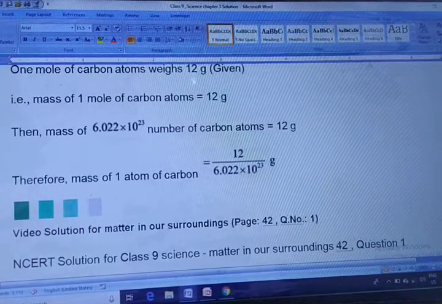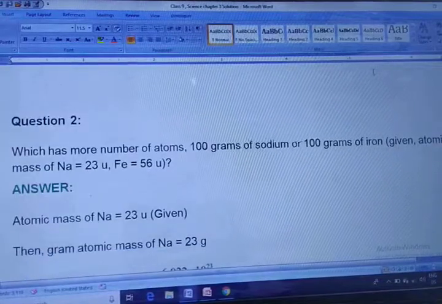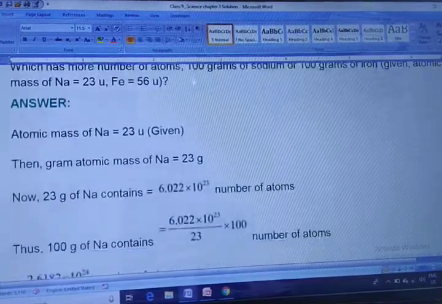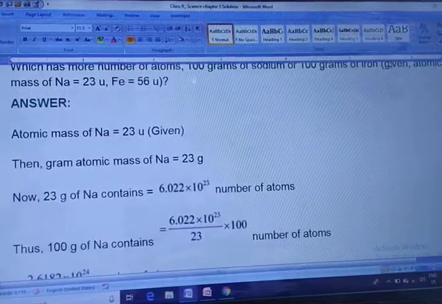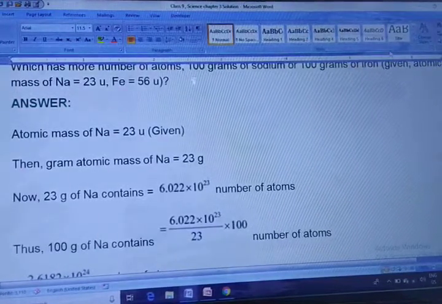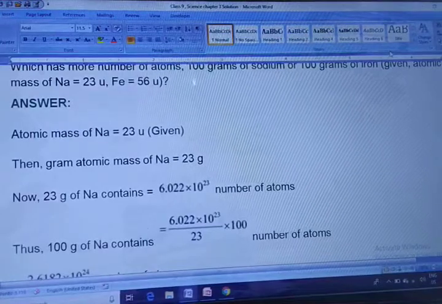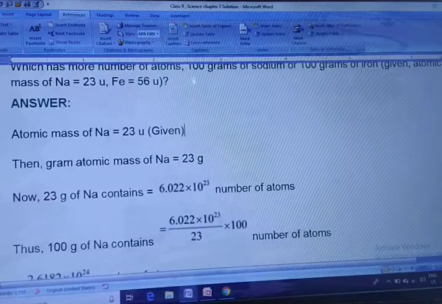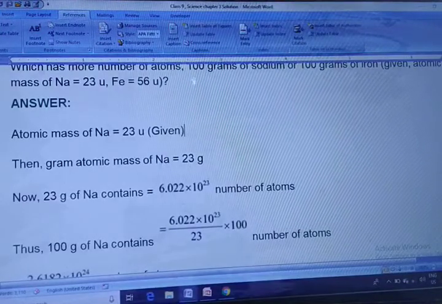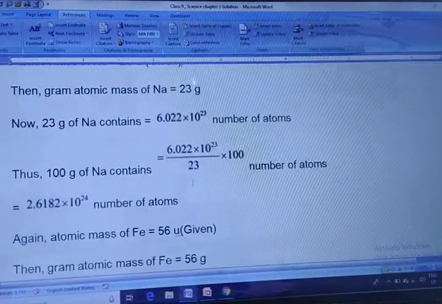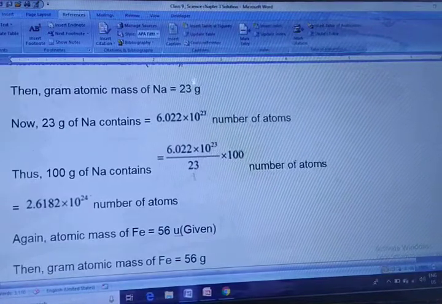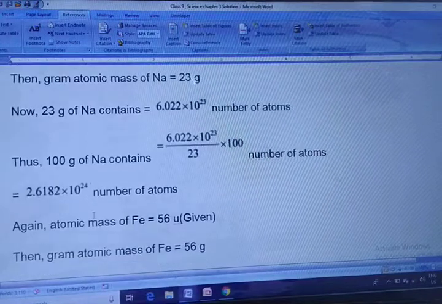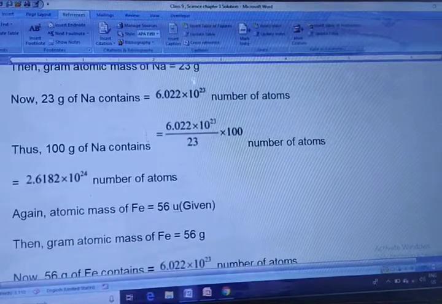Okay. So now we are moving towards the next question. Which has more number of atoms, 100 gram of sodium or 100 gram of iron? Atomic mass of sodium 23 unit and iron 56 unit. So you can see atomic mass of sodium 23, the gram atomic mass of sodium is equal to 23 unit. So 23 gram of sodium contains this much particle. So 100 gram contains 6.022 into 10 to the power 23 upon 23 into 100. So 2.6182 into 10 to the power 24 number of atoms of sodium are contained in the 100 grams.